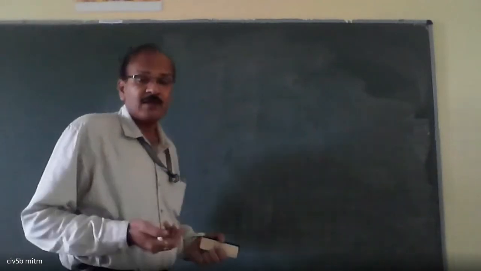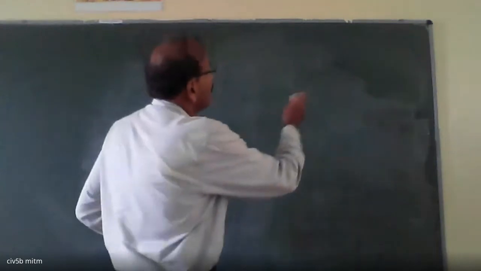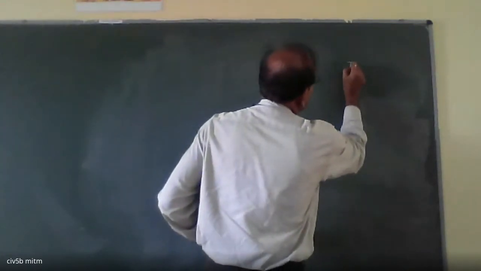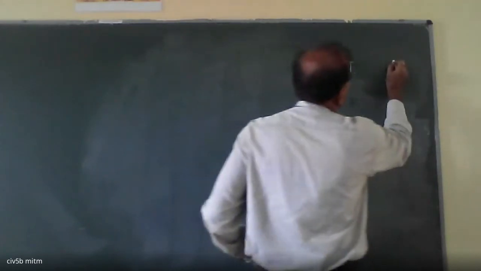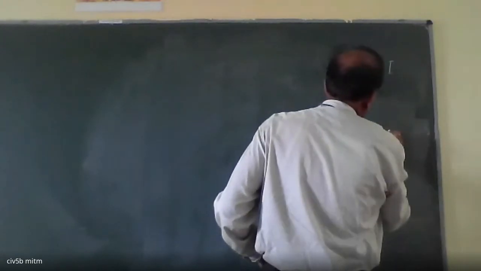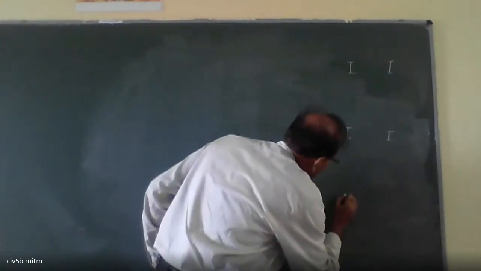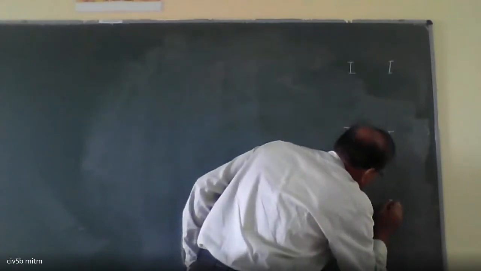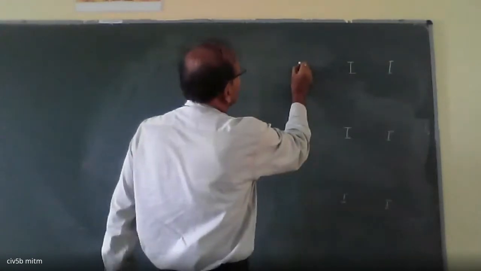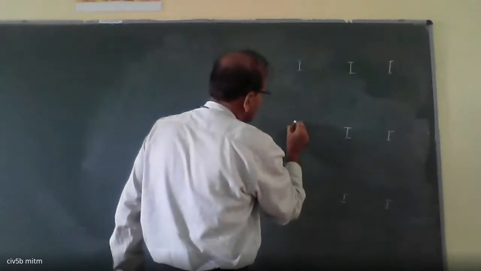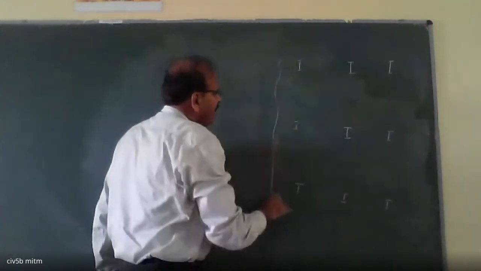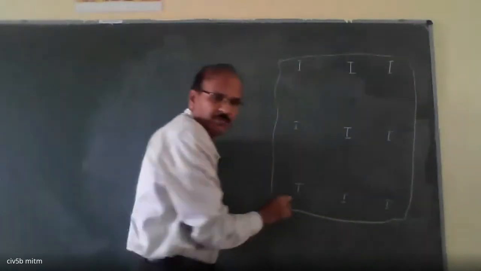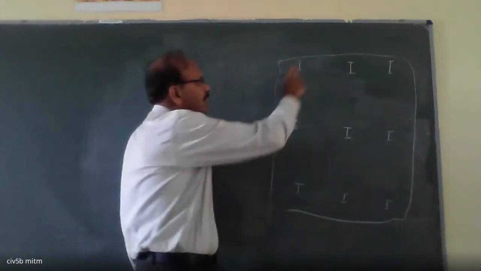So let me take a building plan of a steel structure. It is like this. These are the column positions of I sections. It may continue further, maybe a part of the plan. So these are the I sections.